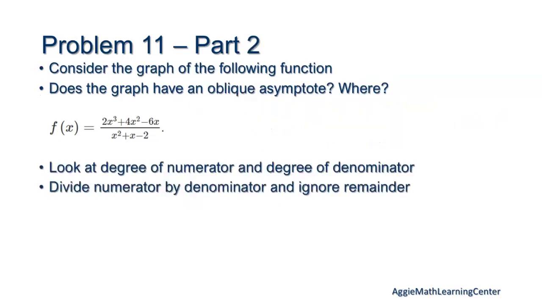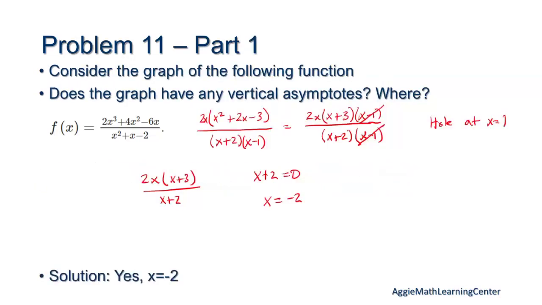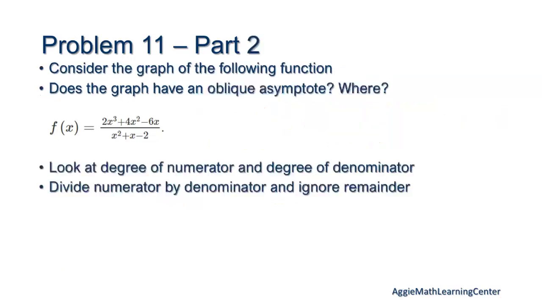For our next one, got that down? Okay. For the next one, we're going to look and see if it has an oblique asymptote. So here we'll be answering your question. We can notice the degree in the numerator is 3, and the degree in the denominator is 2, which means that the numerator has a degree of exactly 1 more than the denominator.